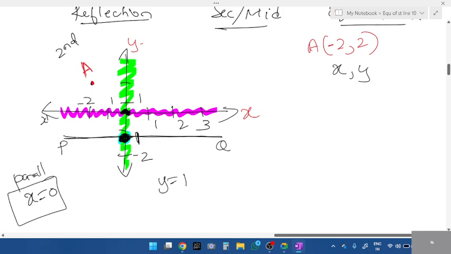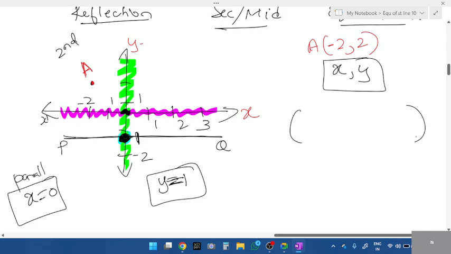Then which one has the extra value here, x or y, students? Which one has the extra value? All of you will respond. Y has the extra value. So x will remain as it is. What's the formula, students? Yes, respond. Y has the extra value: minus y plus 2 into a.